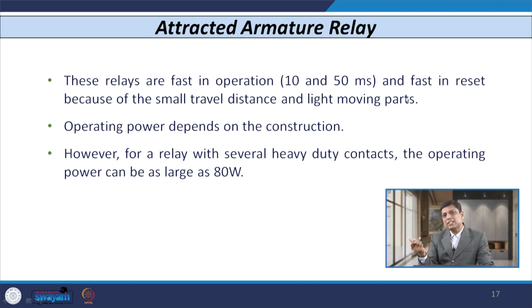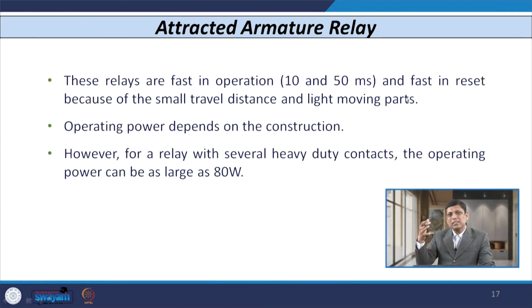When the relay operates, it gives a command to the circuit breaker or the other contacts, and then the circuit breaker disconnects the section. So the current is discontinued and the disk of the relay comes to its original position. That time is known as the resetting time of the relay. Operating power depends on the construction. However, the main disadvantage of this relay is that it has operating power in the range of 60 watt to 80 watt, and that is why nowadays people are not utilizing this type of relay in the actual field.